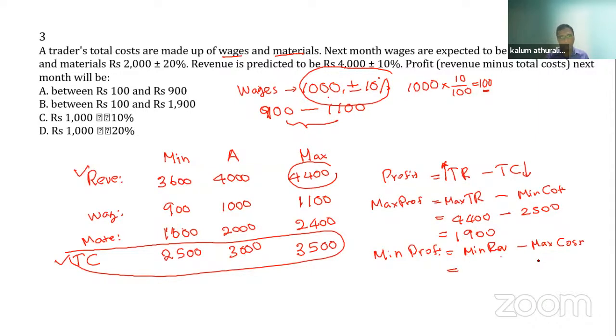Then what is the minimum revenue? Minimum revenue is 3,600. Maximum cost is 3,500. Then difference between these two is 100. Then this is the maximum profit, this is the minimum profit. And the range is 100 to 1,900. Answer is B, between 100 and 1,900.